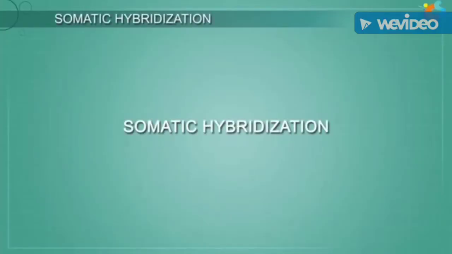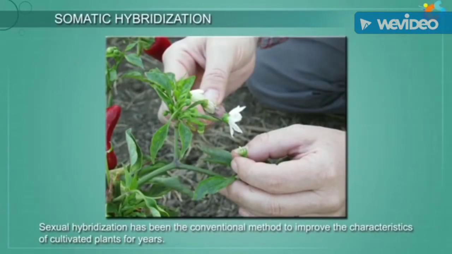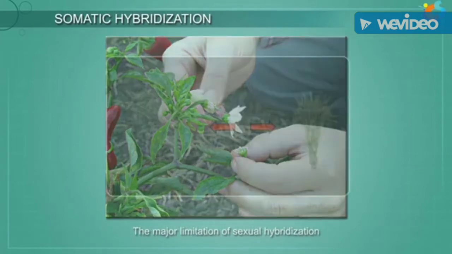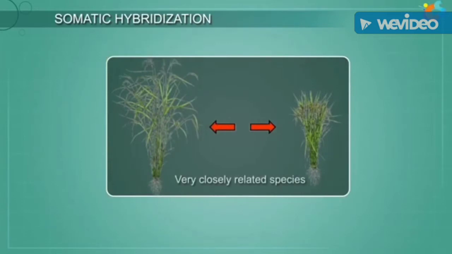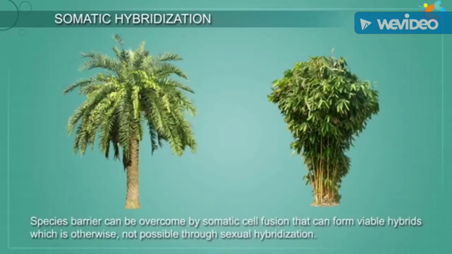Somatic hybridization. Sexual hybridization has been the conventional method to improve the characteristics of cultivated plants for years. The major limitation of sexual hybridization is that it can be performed only within a plant species or very closely related species. The chance of improvement in the plants is very less. Therefore, the species barrier can be overcome by somatic cell fusion that can form viable hybrids, which is otherwise not possible through sexual hybridization.